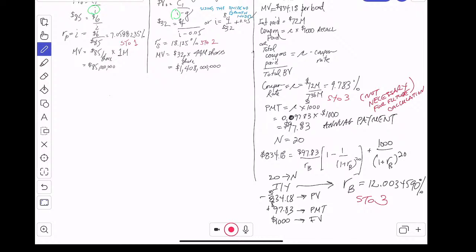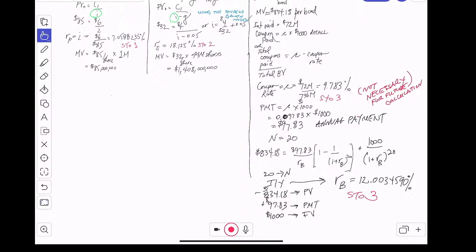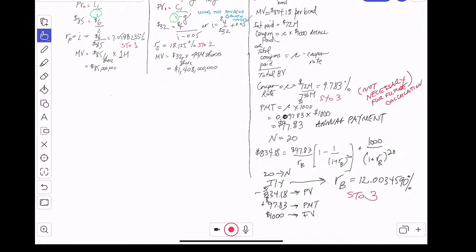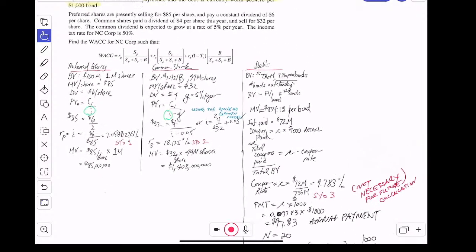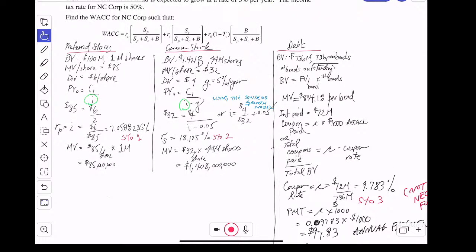You need the market value. You have RB, but you need the market value of debt because you have the price per bond. I didn't put the total market value, I should put that above. Let's move that in here. I put it at the bottom for all the others, so that should be fine. So this is what I'm going to use next.